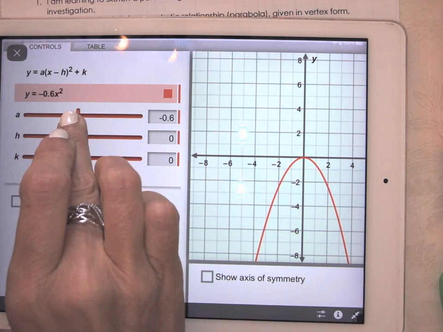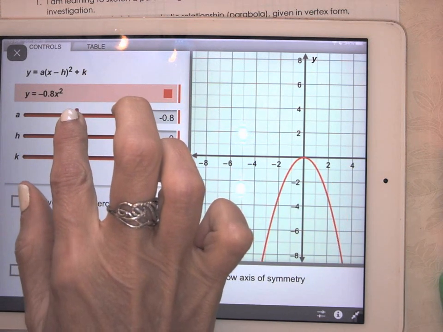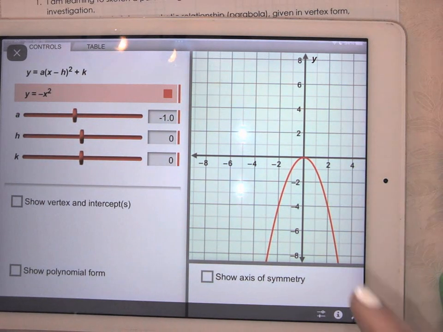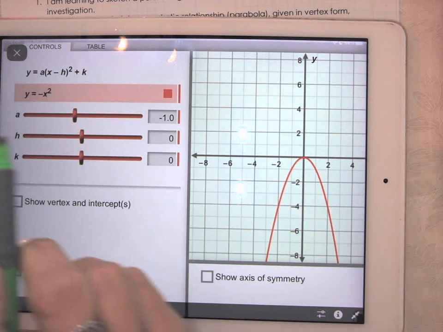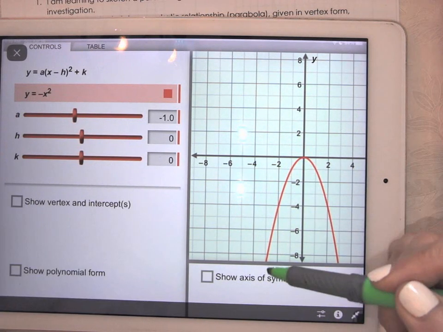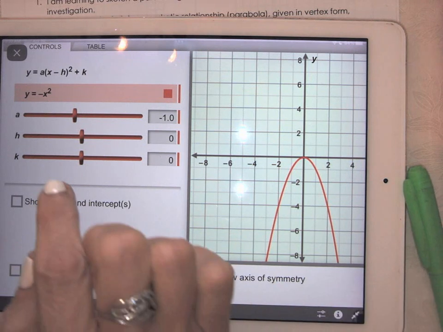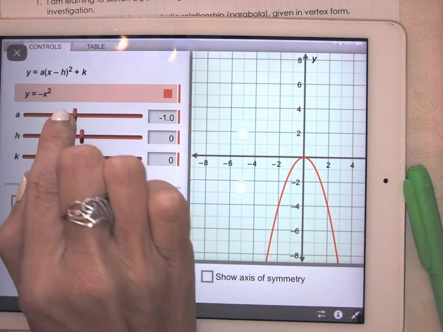But as soon as we get to -1, there it is. We've got just the normal y equals x squared parabola, or y equals -x squared, would be the same exact shape, only upside down, and we call that a vertical reflection. So again, as soon as a becomes negative, we're vertically reflected. And then as a gets bigger than -1, we're vertically stretching.